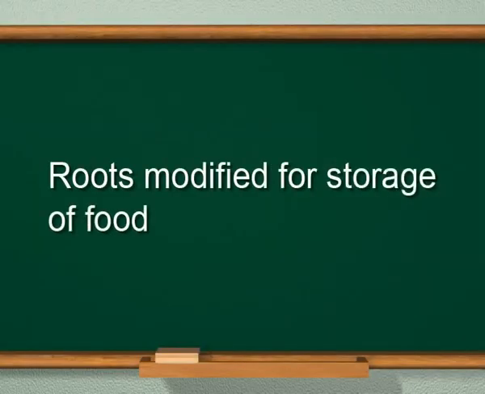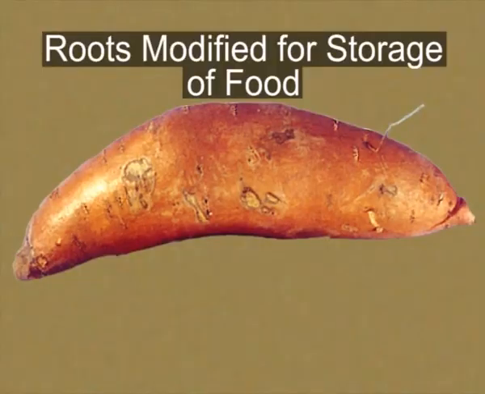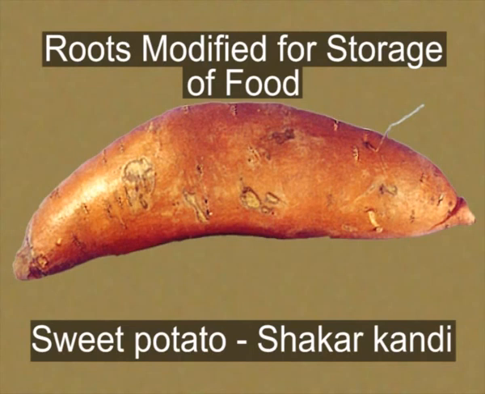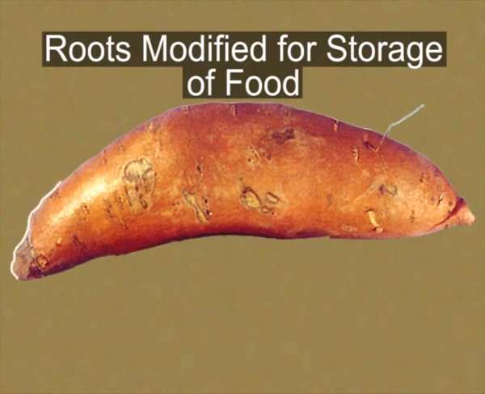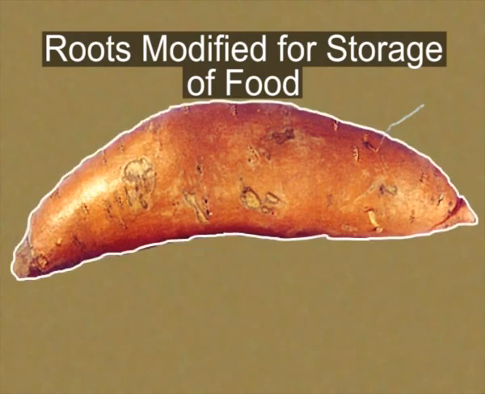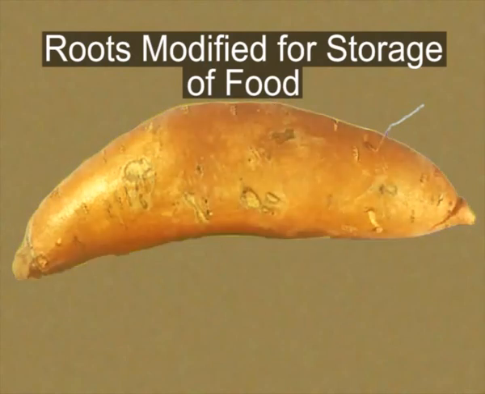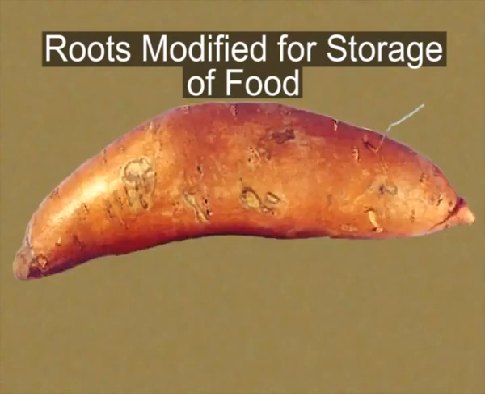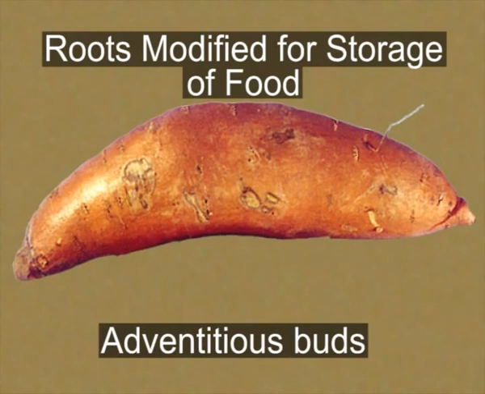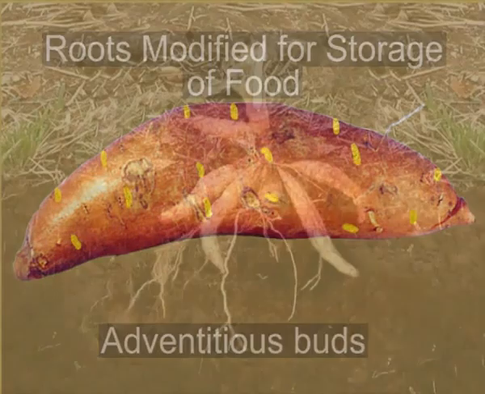Let us first see roots modified for storage of food. Roots modified for storage of food. These are adventitious roots of sweet potato called shakarkandi. They are swollen due to storage of food. These are single root tubers. The tubers of sweet potato also bear adventitious buds and behave as reproductive roots.